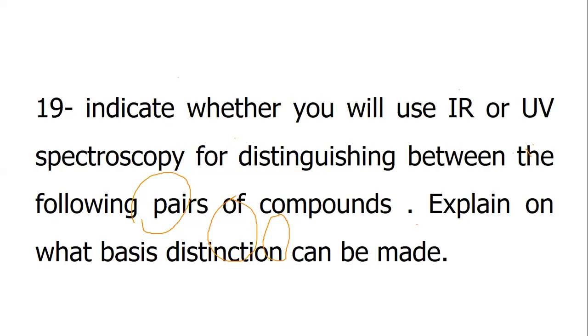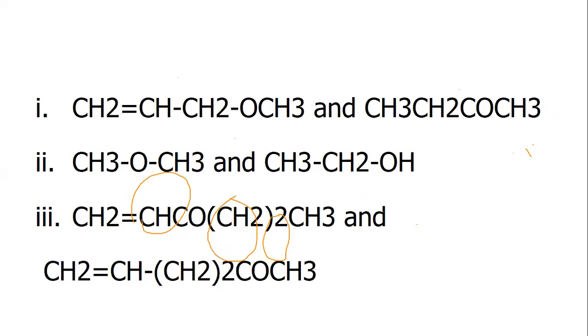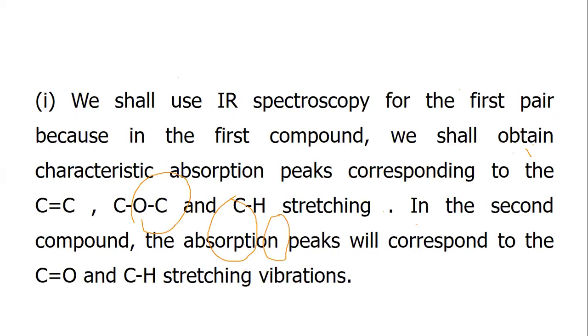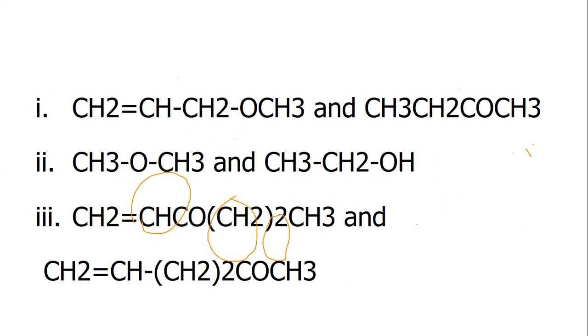Indicate whether you will use IR or UV spectroscopy for distinguishing between the following pairs of compounds. Explain what basic distinction can be made. We shall use IR spectroscopy for the first pair because in the first compound we shall obtain characteristic absorption peaks corresponding to the carbon-carbon, C-O-C and C-H stretching. In the second compound, the absorption peaks will correspond to the C=O and C-H stretching vibration.